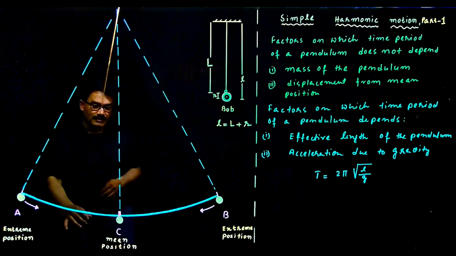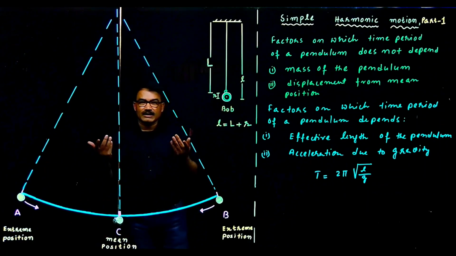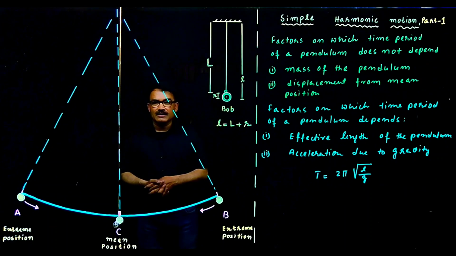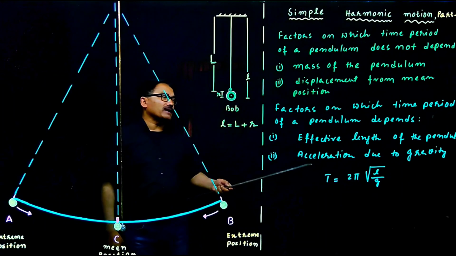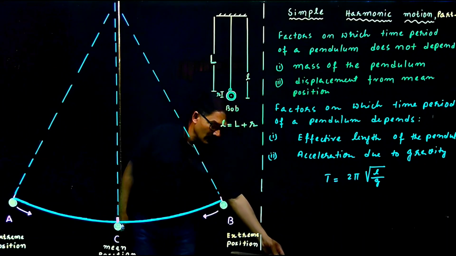10. Stop. Now let us find out the time period in both the cases, and you can see that the time period remains the same with some errors that will always be there. Okay, so now the second factor is displacement from mean position.